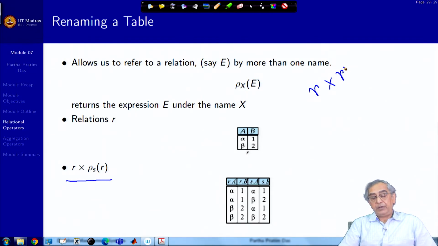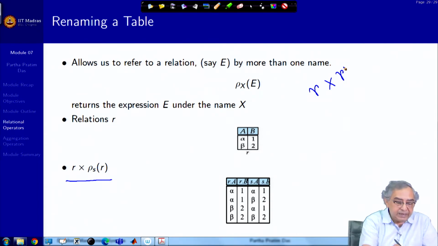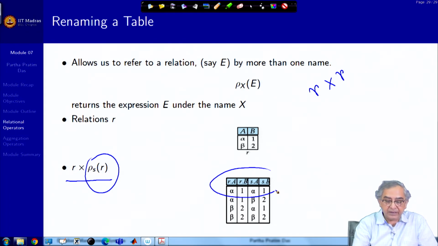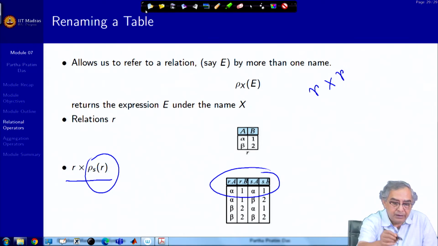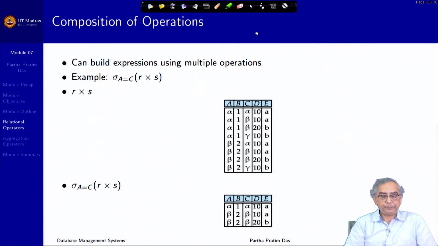Now, you see, in doing a self cross product, you cannot use the earlier principle, because A B cross A B, by qualification R dot A and R dot A, R dot B and R dot B, do not unify, because both relations are the same. So, you can change the name of the relation, call it S, then the unification has happened. Right? In this way, you can easily go around using any names.